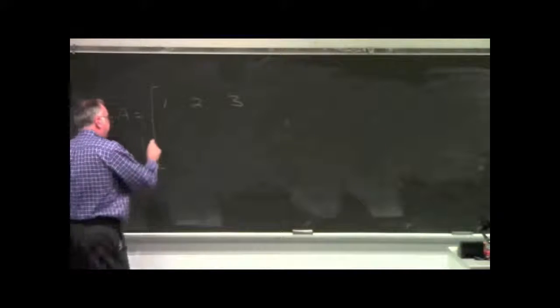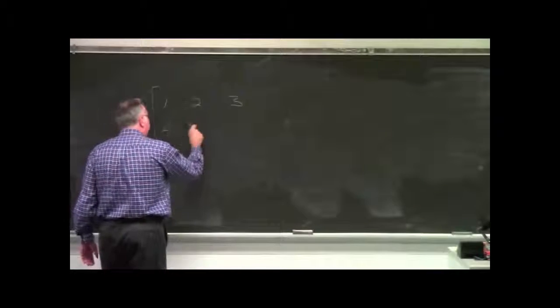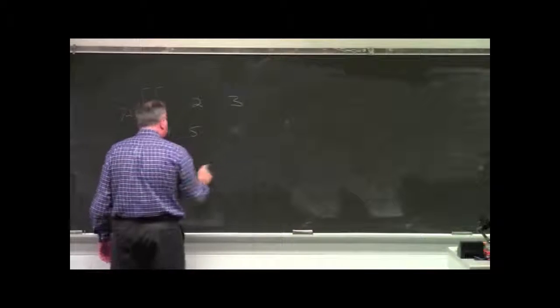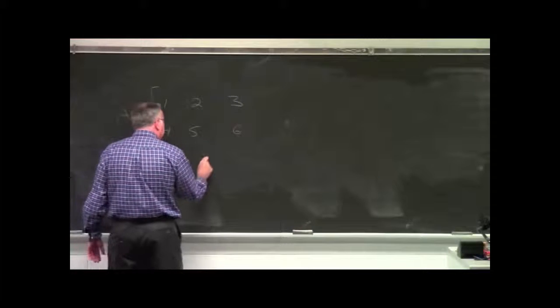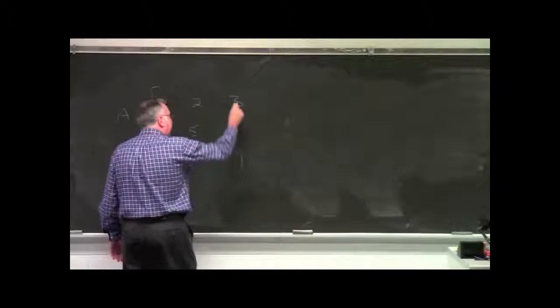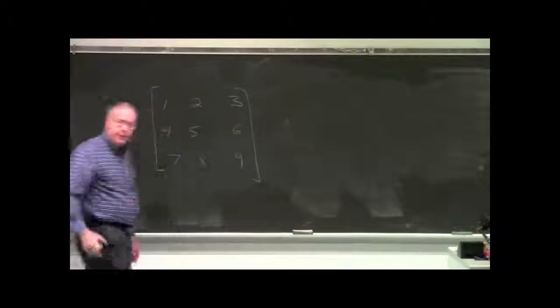1, 2, 3, 4, 5, 6, 7, 8, 9. I thought, well, that's kind of an interesting matrix. It just follows that pattern: 1, 2, 3, 4, 5, 6, 7, 8, 9. And consider these 3 column vectors.